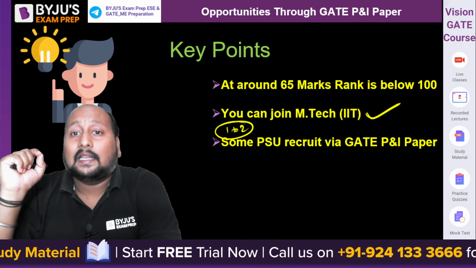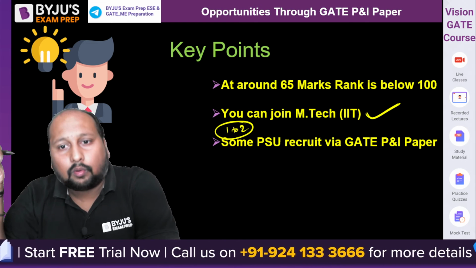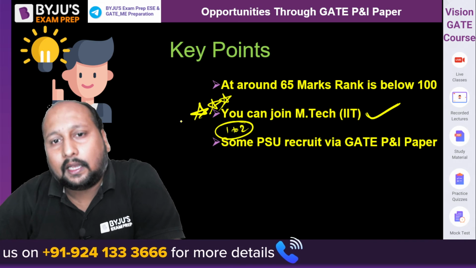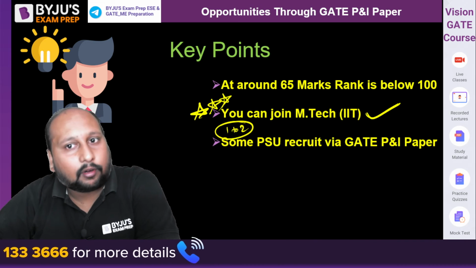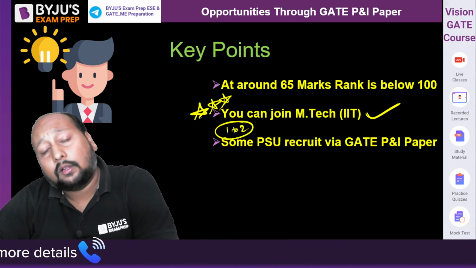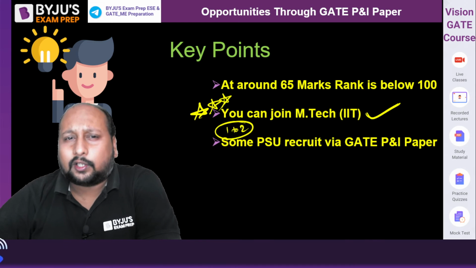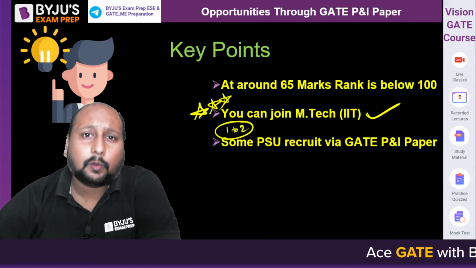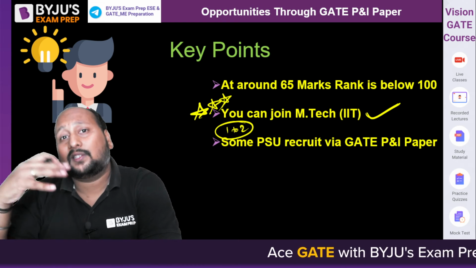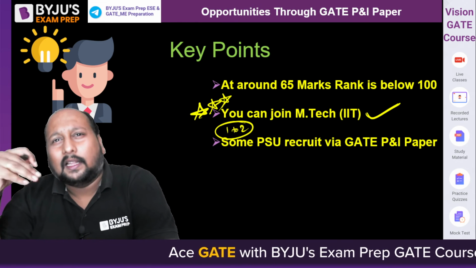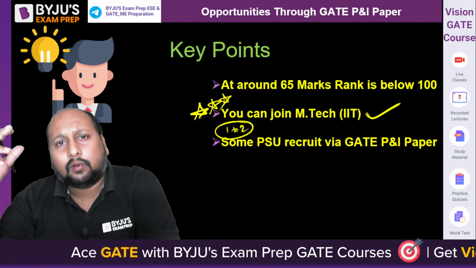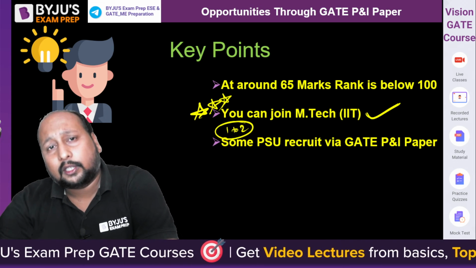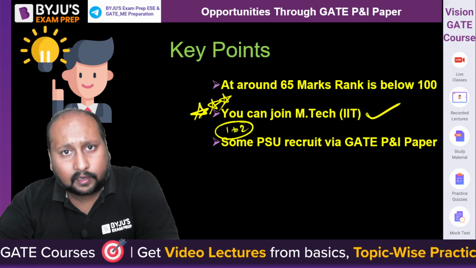But yes, it is important if you are willing to go for higher studies or you want to do a master's in IIT. Definitely you can apply for P&I and you can get in. The demerit, or the negative point, of P&I is that you need to study some additional portion which is not there in the mechanical paper. But overall, you need not cover the entire syllabus of mechanical. There is only a majority of manufacturing and industrial which you need to cover a lot, right?